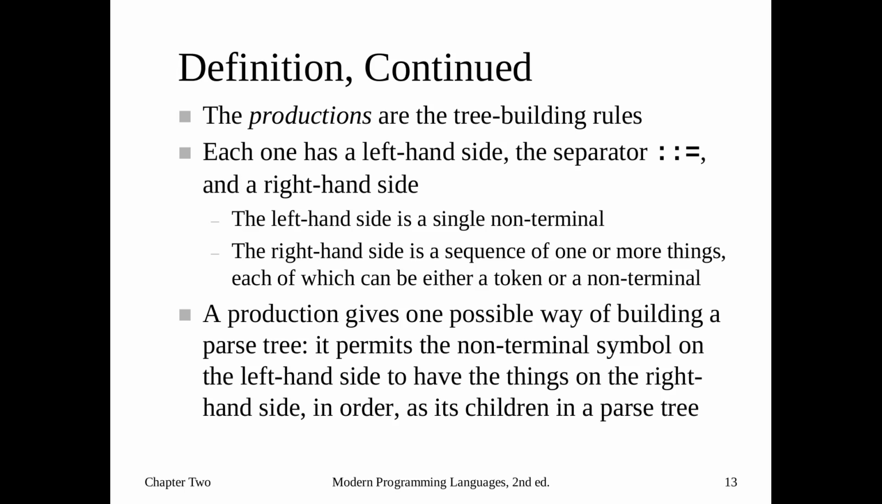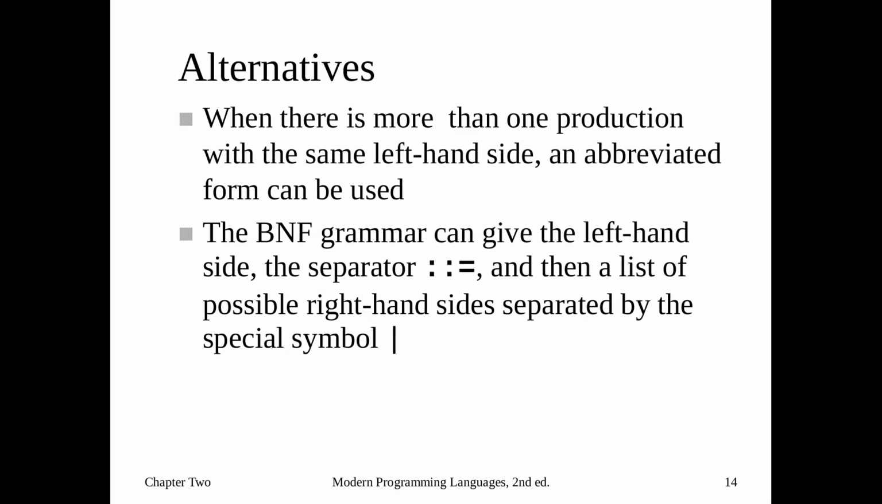A production gives one possible way of building a parse tree. Essentially, it permits the non-terminal symbol on the left-hand side to have the things on the right-hand side, in order, as its children in the parse tree, right? Given that, there's the possibility that we can have more than one thing for any one non-terminal symbol. So you can either have the same non-terminal appear over and over with multiple productions for it, or we can shorten that by having one instance of that non-terminal, and then for every possible alternative, we separate them using the pipe symbol, or the vertical bar, if you want to call it that.